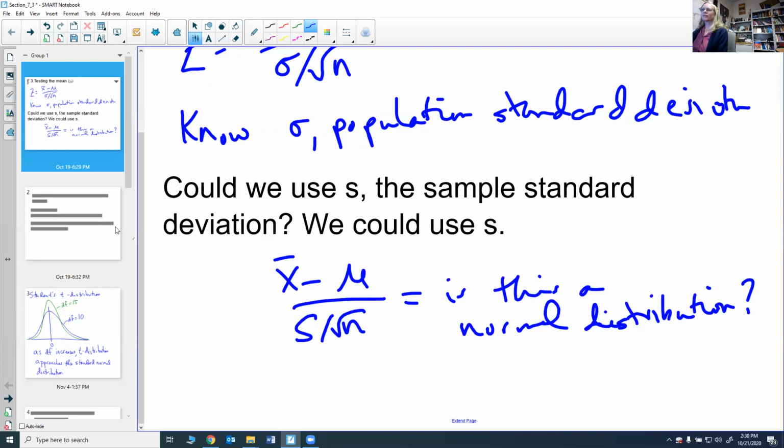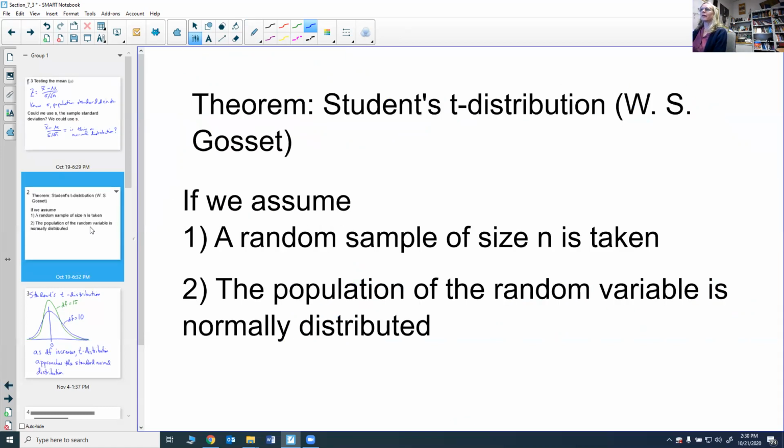And statisticians looked at that and said, well, what should we do and how do we go about doing this? A man by the name of W.S. Gossett came up with a theorem that talked about what it was. He did some research into it and created something called the student's t-distribution. Now, it is not called the student's t-distribution because only students use it.